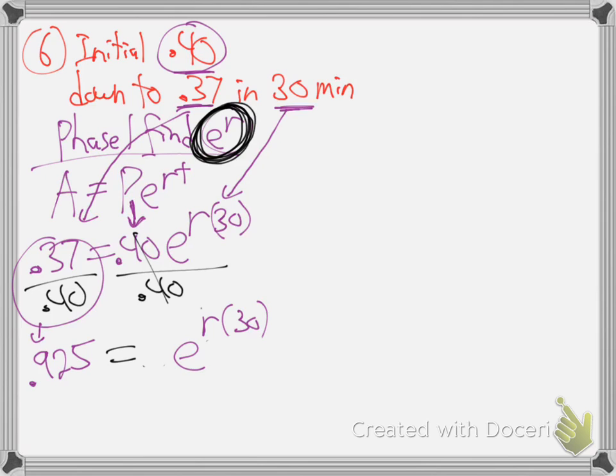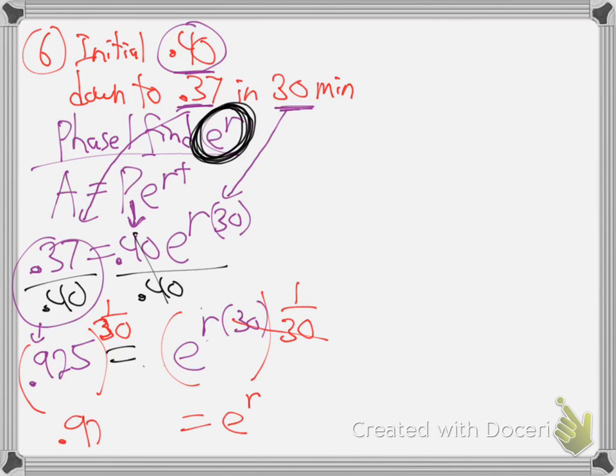So what's going to get rid of that 30? How do you get rid of that number there? Remember what you do: you raise both sides to the 1 over 30 power, and these cancel. And so you get e to the r is 0.925 to the 1 over 30 power. And just leave it like that. Okay, now let's bring it up here.